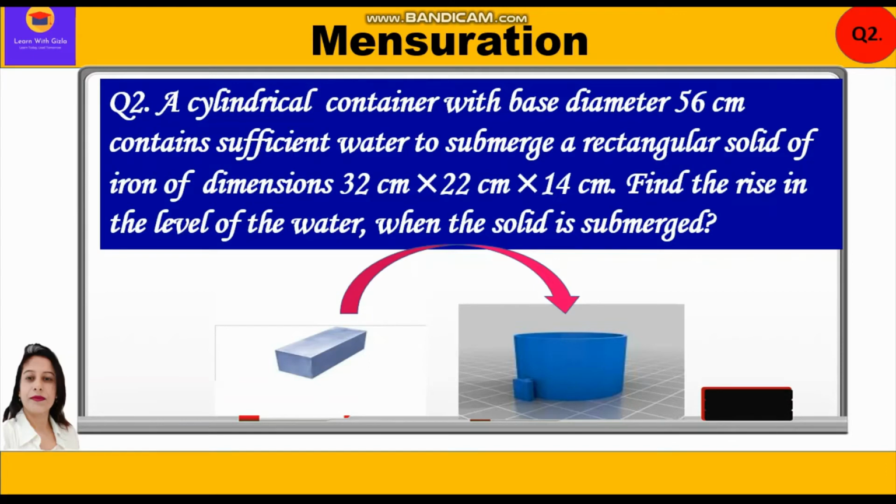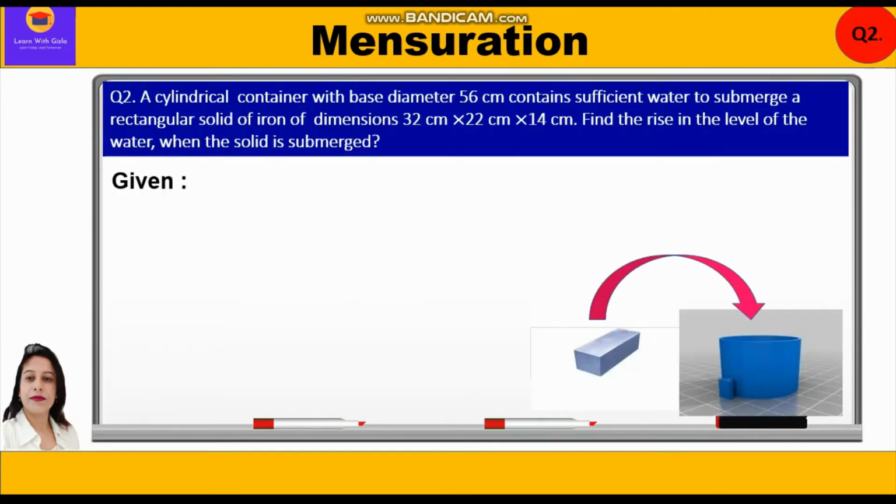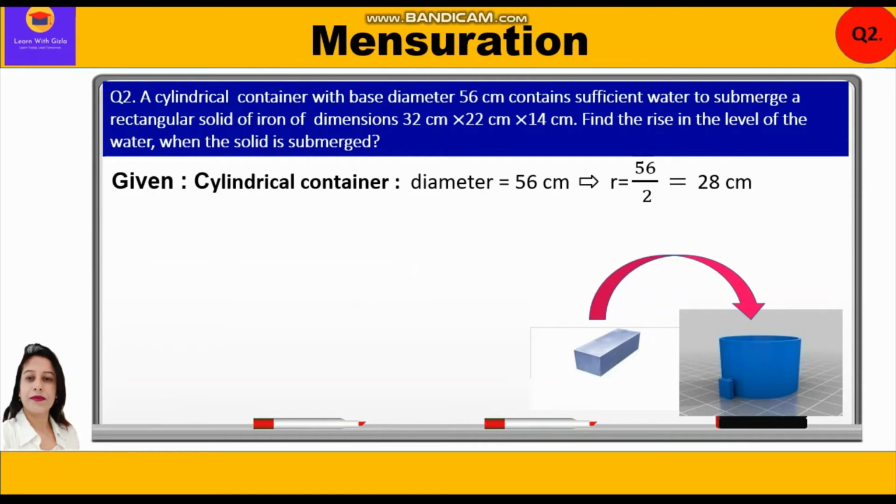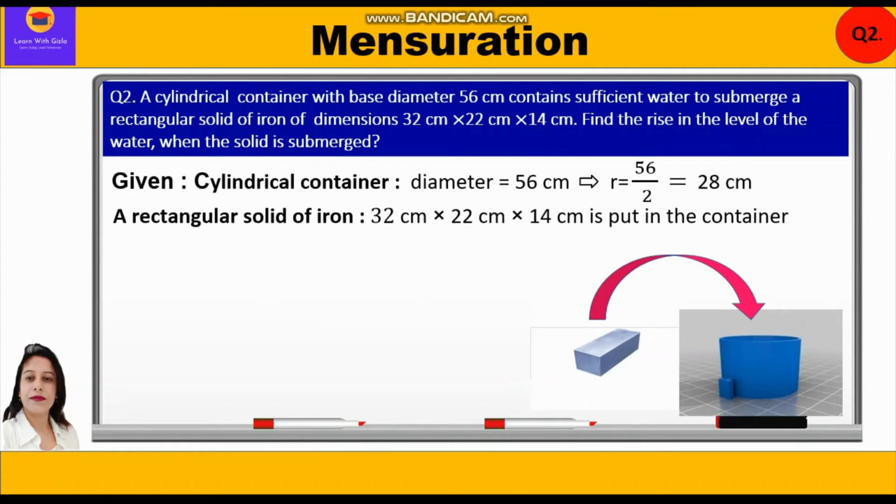So it is same as question number 1. There we had cylindrical bucket, now we have cylindrical container, and in the previous question we had cuboid stone. Here we have a rectangular solid of iron. So given to us cylindrical container whose diameter is 56 centimeter. So radius will be half of 56, that is 28 centimeter. A rectangular solid of iron is given 32 into 22 into 14 and it is also immersed in the container. So we have to find the rise in the level of water, that is the height to which the level of water will rise. Now let's start with the solution.